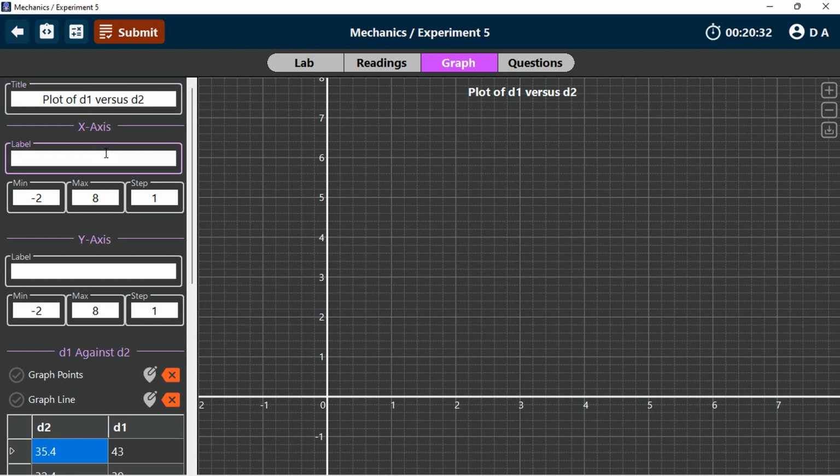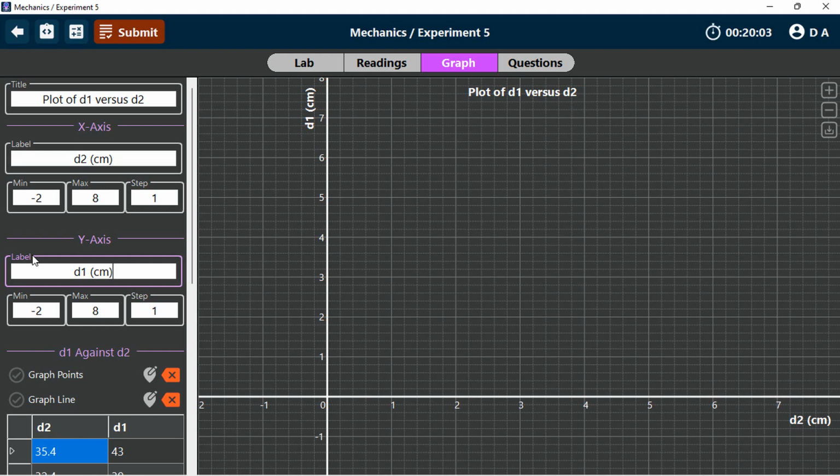Then what about the label on the x-axis, that is on the horizontal axis? The label here will be D2, and the unit is centimeter. Then the next thing I want to do is to label the y-axis. The y-axis is D1. Then you specify the unit, which is in centimeters. Okay, now you've done all the labeling of the axis and the title.